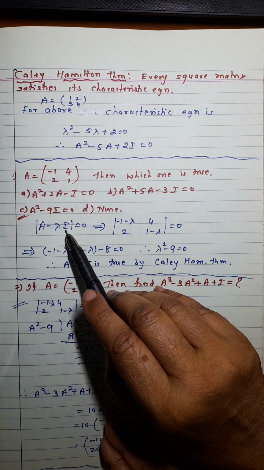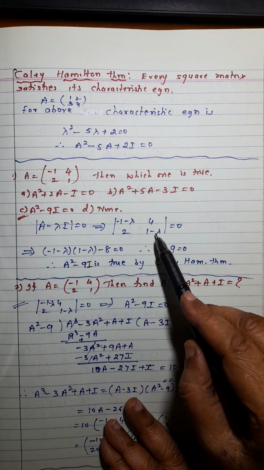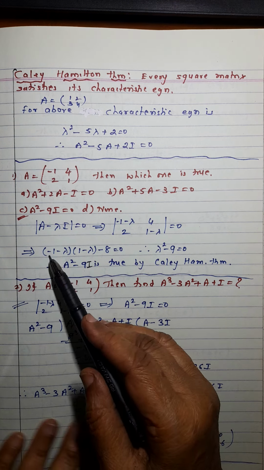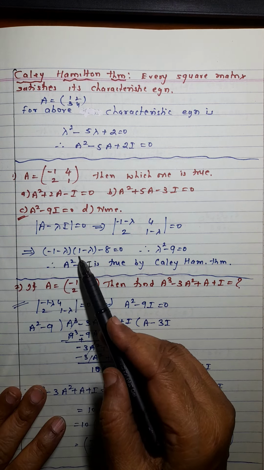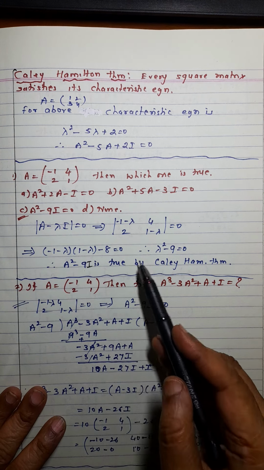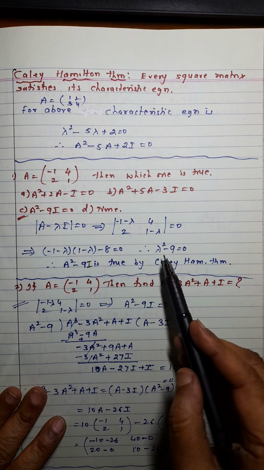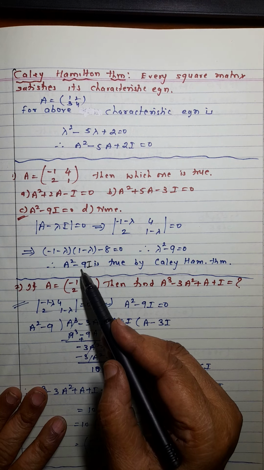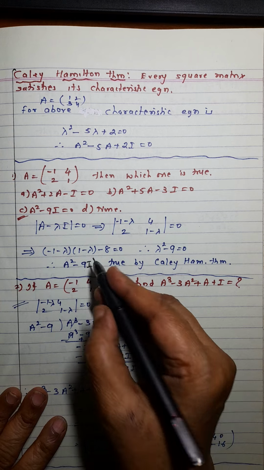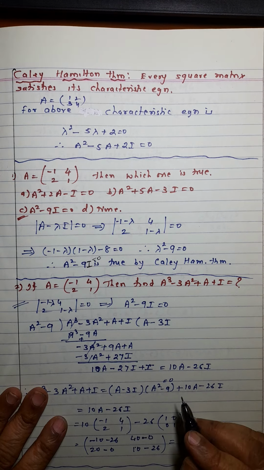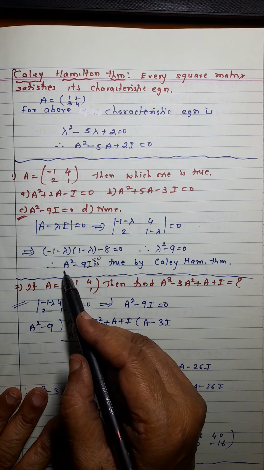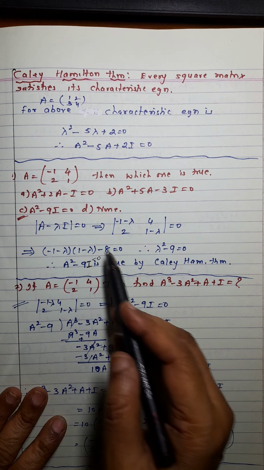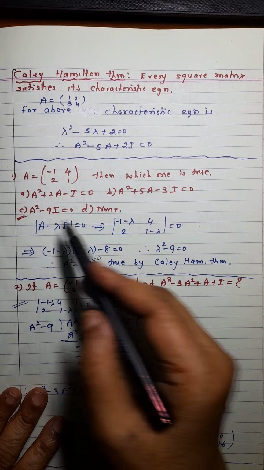For the characteristic equation, A minus lambda, at the diagonal elements I will subtract lambda, so the determinant is equal to 0. If I write it, it will be minus lambda, minus 1 minus lambda, 1 minus lambda, minus 8, is equal to 0. If I solve this, I will get lambda square minus 9 is equal to 0. That means A square minus 9I is equal to 0 is true by the Cayley-Hamilton theorem. So A square minus 9I is equal to 0. This is true. So this is the Cayley-Hamilton theorem, and so this is correct.